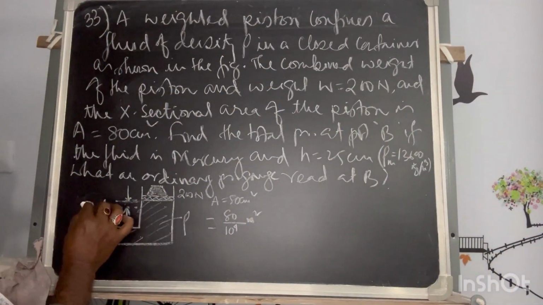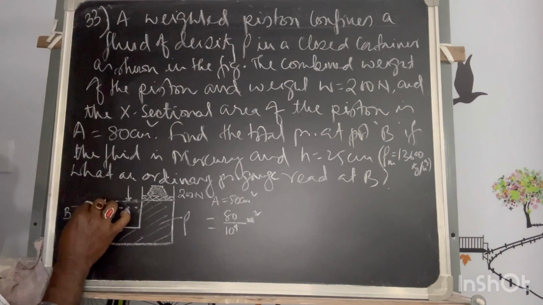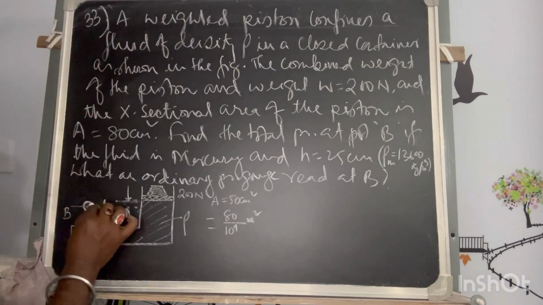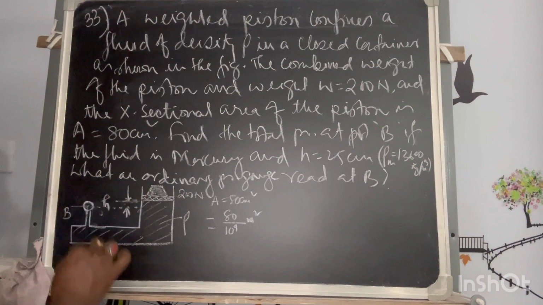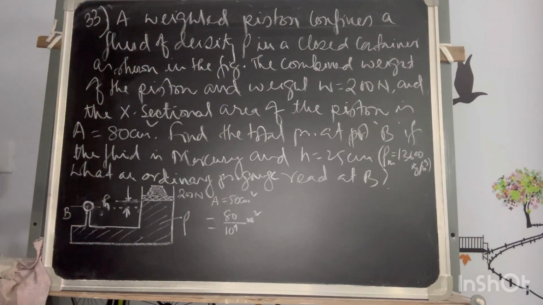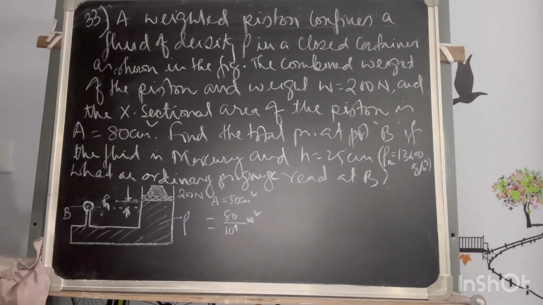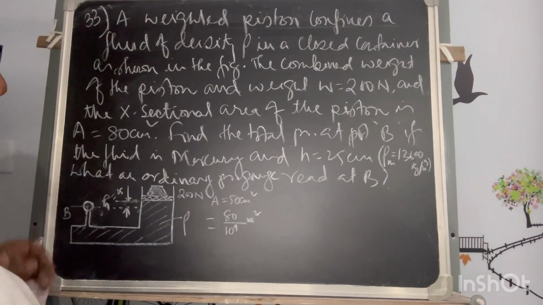Oh, this is point B. So this is the point B, which is taken at center. At point B, what is the pressure? Then point B to this piston height is given as H. So at point B we have to find the pressure of the fluid, and this height H is given as 25 centimeter.